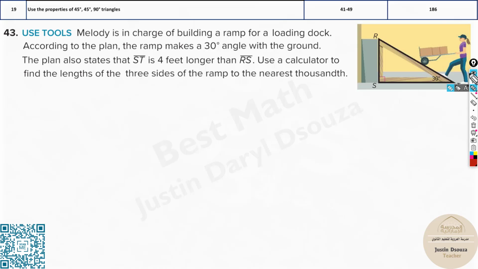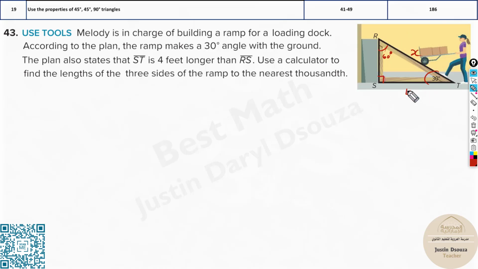Now we have word problems. Now these are pretty simple if the figure and everything is given over here. They have told over here Melody is in charge of building a ramp for a loading dock. According to the plan, the ramp makes a 30 degree angle. This is given as 30. You can see this is 90, so this will be 60 degrees. We have a special triangle here, special right triangle. And then the plan also states that ST, can you see this ST base, is 4 feet longer than RS. Okay, 4 feet longer than RS.